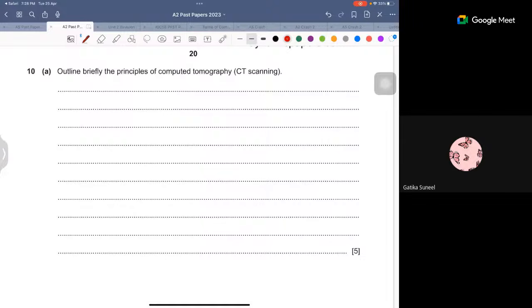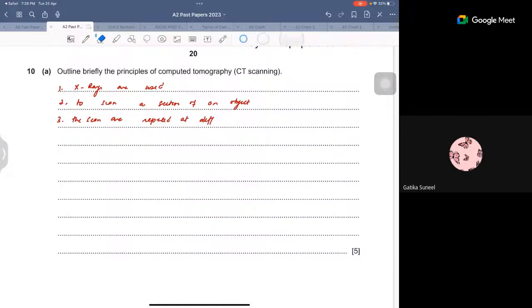That's not fair. So now briefly explain the principle behind CT. Okay, so we're going to say: X-rays are used in CT scan. Number 2: to scan a section of an object. All right, third point: the scans are repeated at different angles. You can write many angles as well.